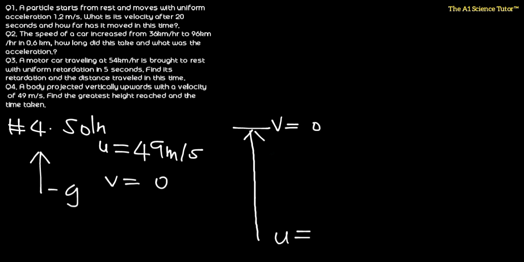And the initial velocity is the velocity with which it was projected into the sky. And in this case, we have 49. So that is going to be 49 meters per second. So that is what you have. Now going back, we need to find the greatest height. Now the greatest height could be written as the displacement. Now what is going to be the formula that we should use for this question?